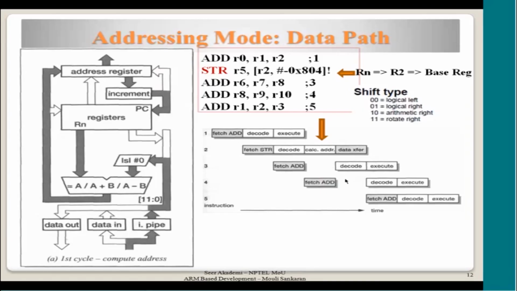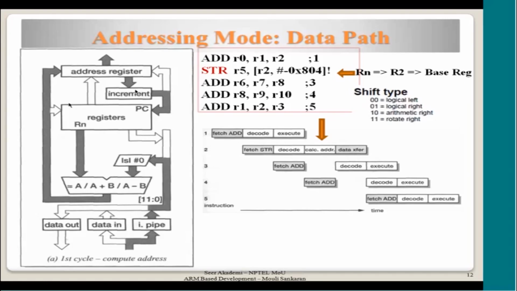Please remember, always in this particular data path, the address register holds the address for the next cycle, what it is supposed to access. So that's why during the calculation this access is already happening, and this calculation is happening for computing the data address meant for the next cycle, which is a data transfer, because you are supposed to write some value into this address. So it is calculated here, and then actual accessing of memory is done in the next cycle.